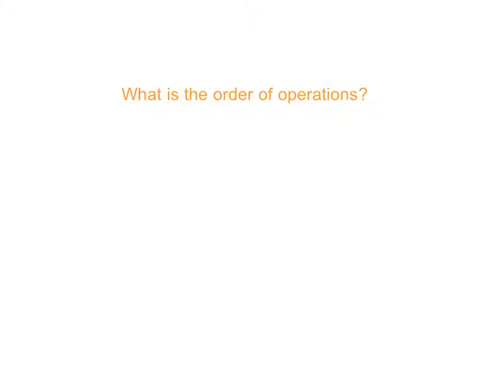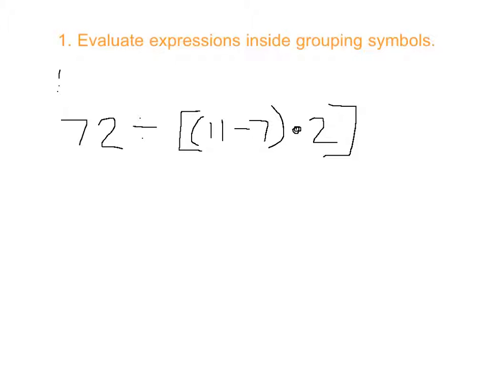There are 4 orders of operations. Number 1, evaluate the expressions inside grouping symbols. Before I can divide 72 divided by anything, I've got to look first at my brackets. That tells me automatically I need to look to this area before doing the problem.